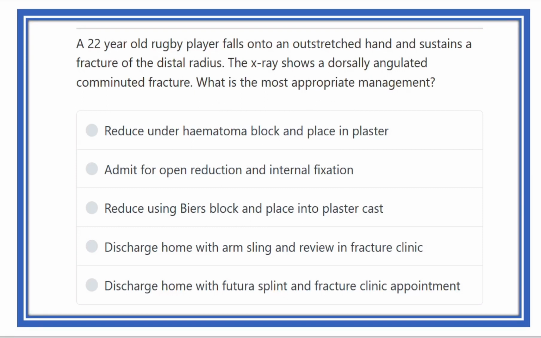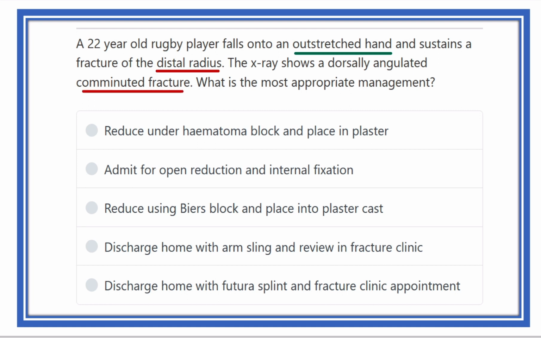A 22-year-old rugby player falls onto an outstretched hand and sustains a fracture to the distal radius. The X-ray shows a dorsally angulated comminuted fracture. What is the most appropriate management?